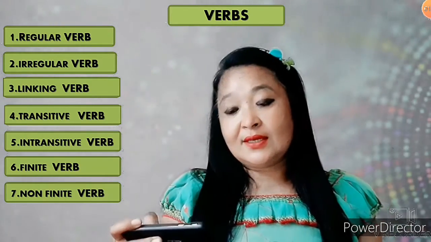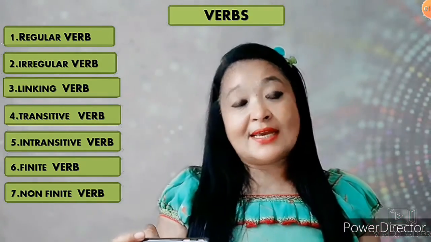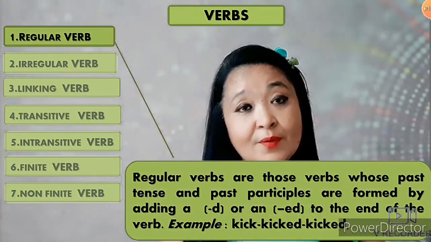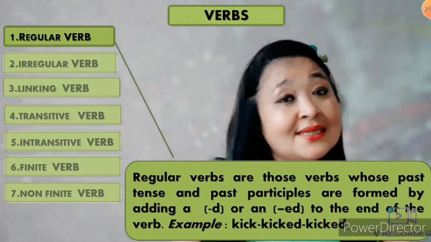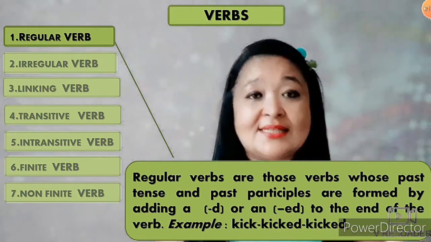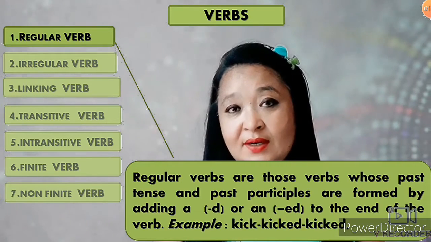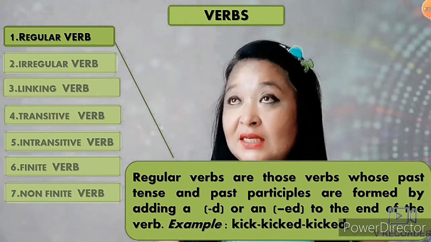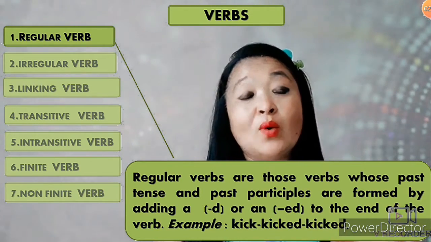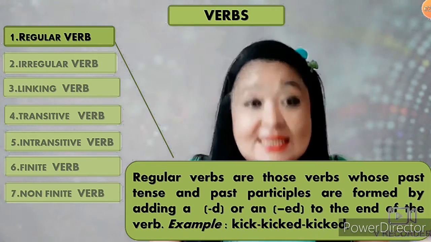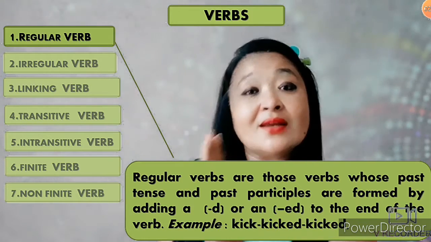The first verb that we're going to talk about today is the regular verb. What is a regular verb? Well, a regular verb is a verb whose past tense and past participle can be formed by adding d or ed towards the end of the word. For example, let me take the verb kick, K-I-C-K. What is the past tense of kick? K-I-C-K-E-D, kicked. Past participle, K-I-C-K-E-D, kicked. So kick, kicked, kicked.